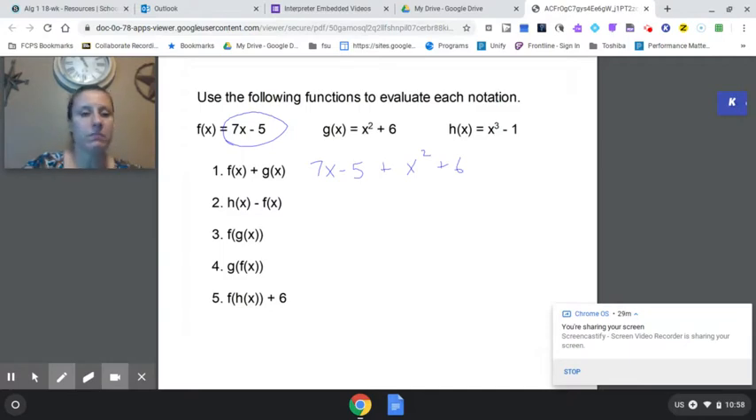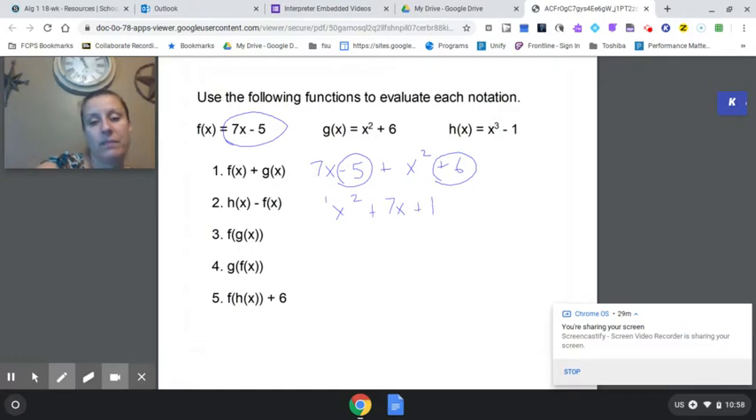So I'm going to just check for like terms here, guys. If I look, there's not a whole lot that's like. I have two constants that I could combine, -5 and +6. But the x squared is different than the 7x and is different from the constants. So I'm just going to bring everything down that does not simplify. X squared has the highest degree, so I'm going to bring that down first. The +7x would be next. And if I combine the constants, -5 plus 6 would give me +1. So this is the final simplified expression for number 1.